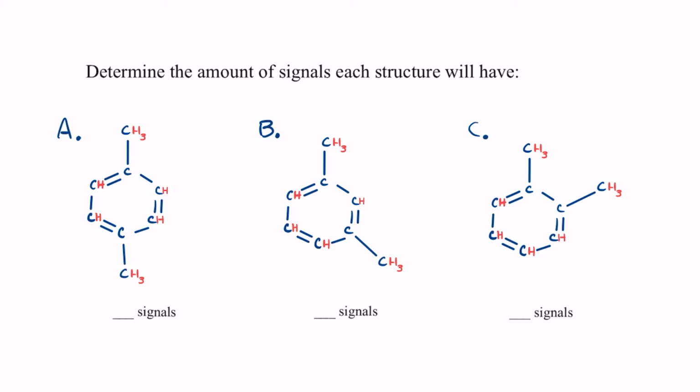So for letter A, we want to identify the types of symmetry we have in the molecule. We have one plane of symmetry going down the middle this way. We also have a plane of symmetry going down the middle this way. And so we want to bear that in mind. What that means is this hydrogen environment will correspond to this hydrogen environment. And this hydrogen environment will correspond to this hydrogen environment. Likewise, it will also correspond to this hydrogen environment and this one.